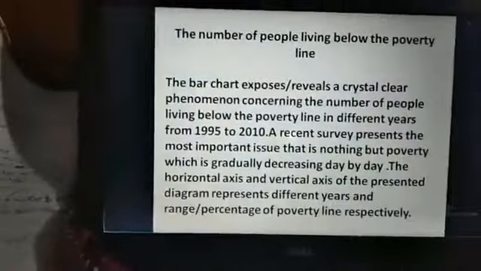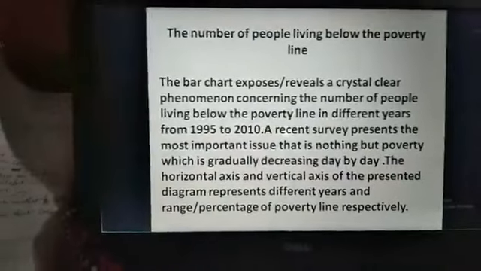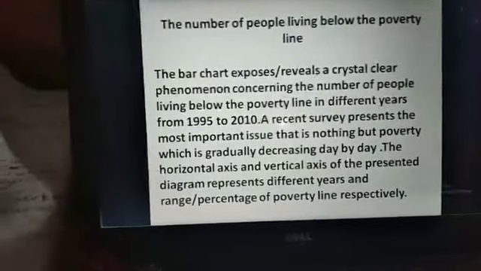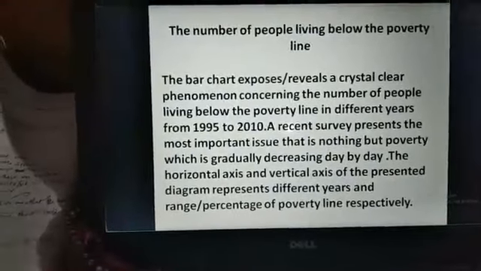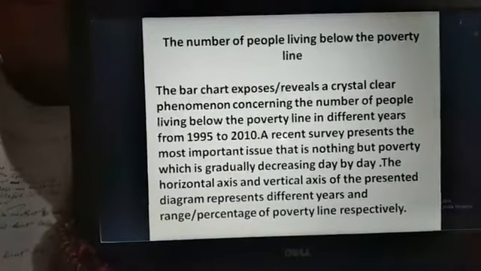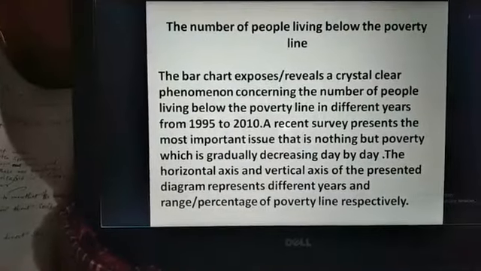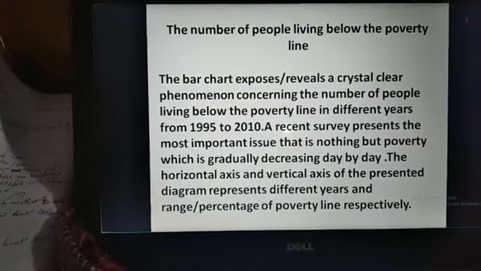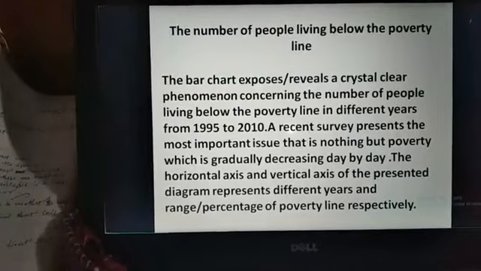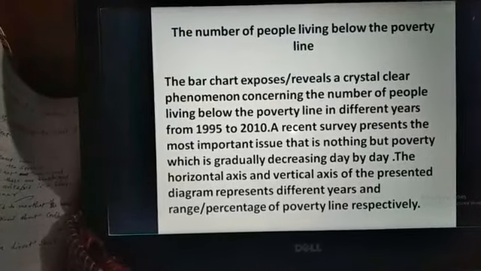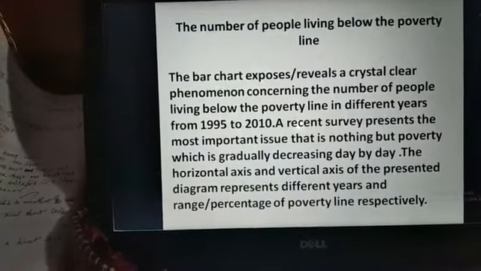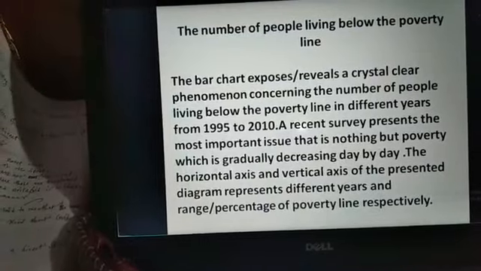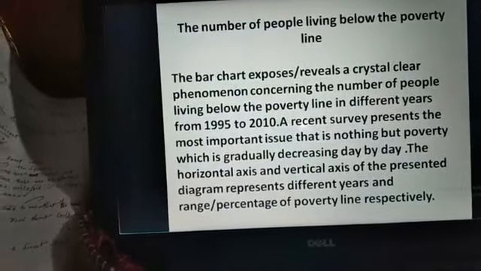Now, I am explaining it within 1 or 2 or 3 minutes. Just be careful, and if you follow this lecture, you will be able to answer any type of graph and chart. Here the topic is the number of people living below the poverty line. You must write this type of sentence for the topic sentence: the bar chart reveals a crystal clear phenomenon concerning the number of people living below the poverty line in different years from 1995 to 2010.